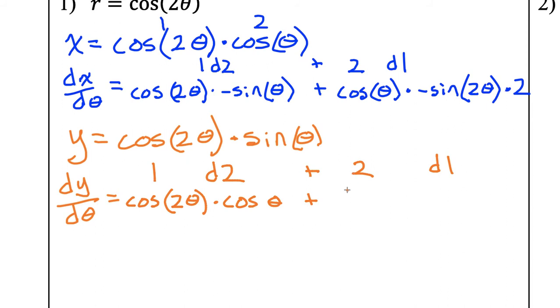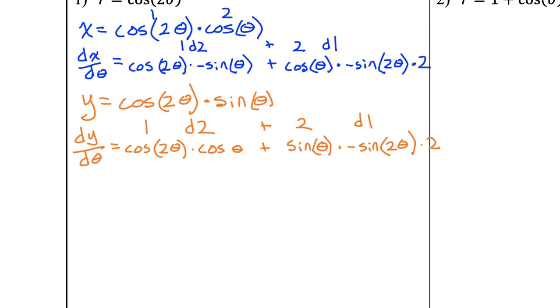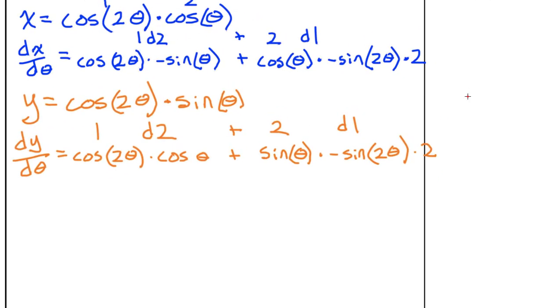So 2 is sine of theta, times the derivative of 1. Again, it's going to be the same thing because the derivative of 1 is still the derivative of the other one. So it's negative sine of 2 theta times 2. All right, we have all the pieces. We need to put them together. How do I put them together?